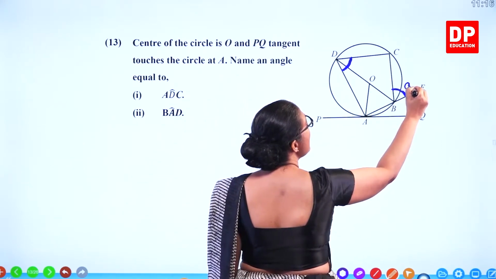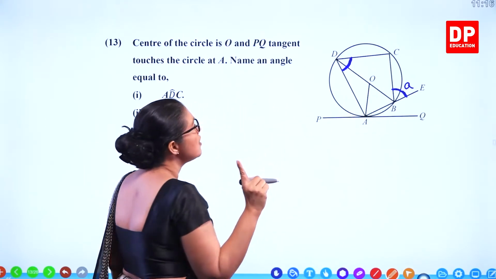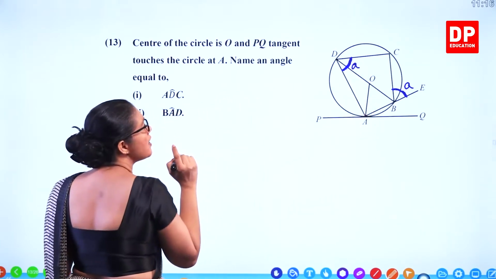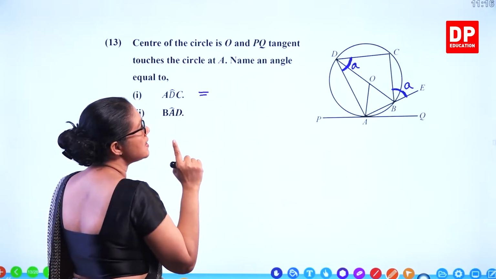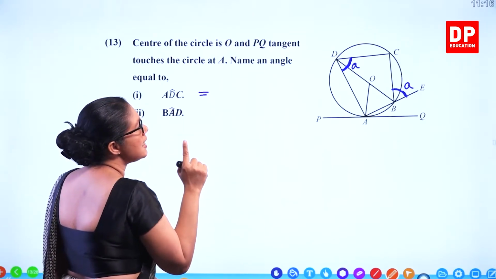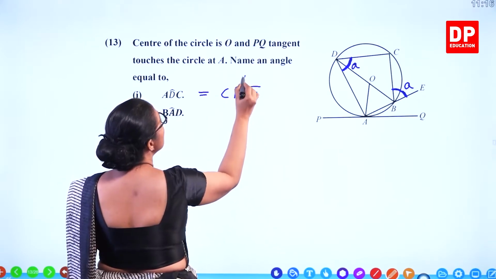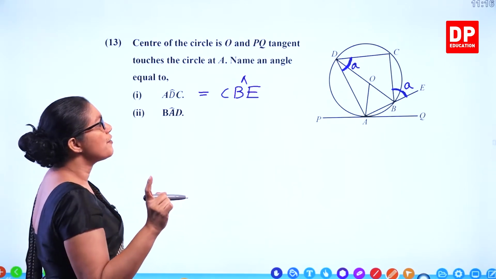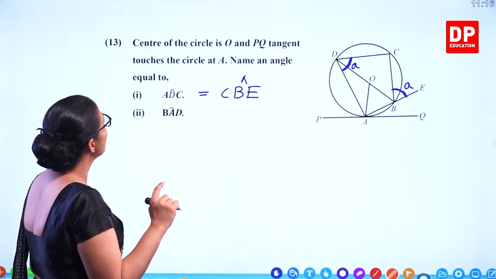If this is A, this is A. They are just asking, just name an angle. So we can just write down this one. So what's the angle equal to ADC? That's CBE. What's the reason? Reason is the exterior angle of a cyclic quadrilateral is equal to the opposite interior angle.